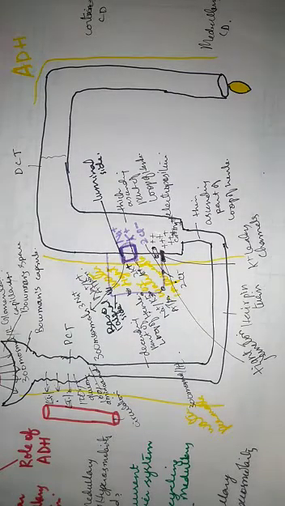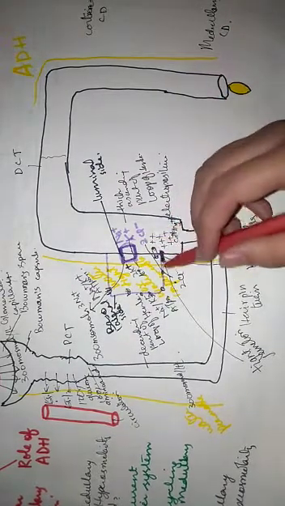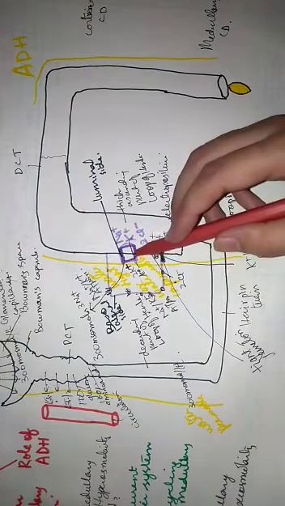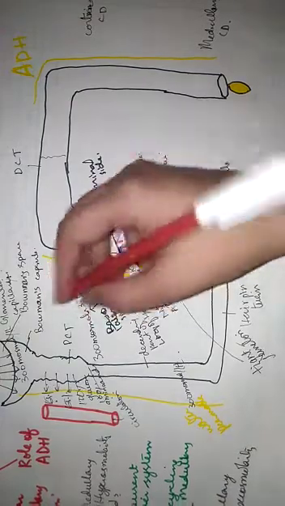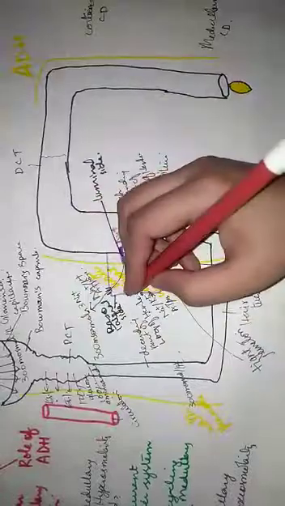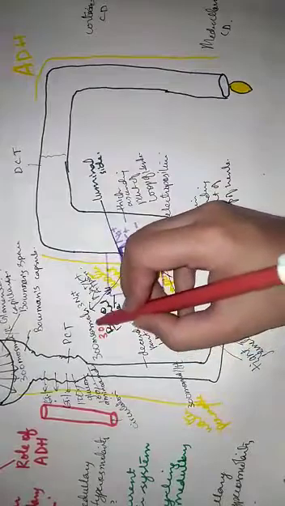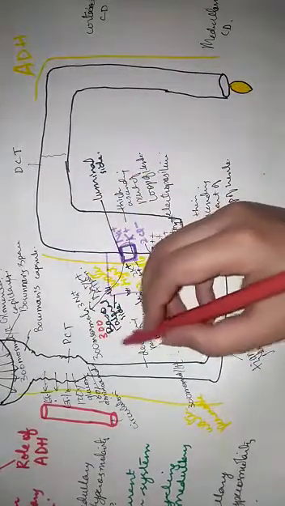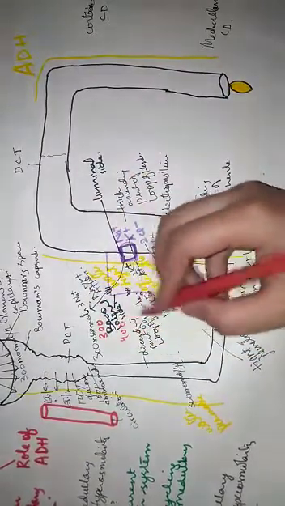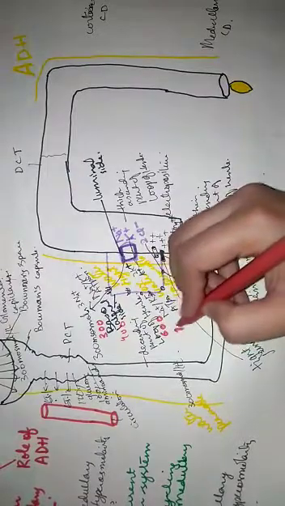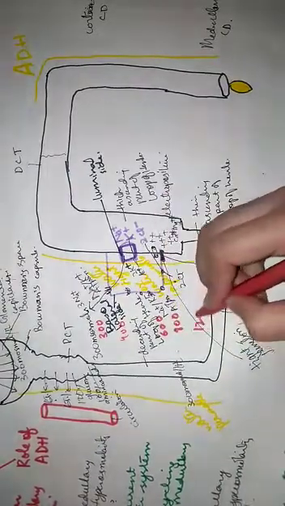Because of the high amounts of solutes that are reabsorbed from here, they first go into the interstitium, and the medullary interstitium becomes highly hyperosmolar, like the osmolarity changes here. It was 300 before, now it would become 400, now 600, 800, like 1200.